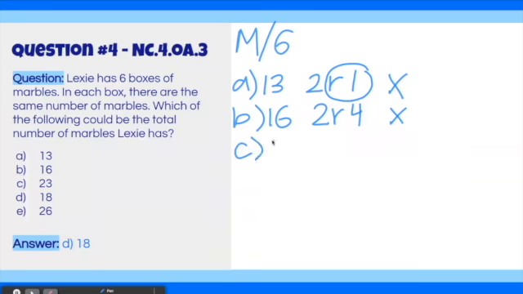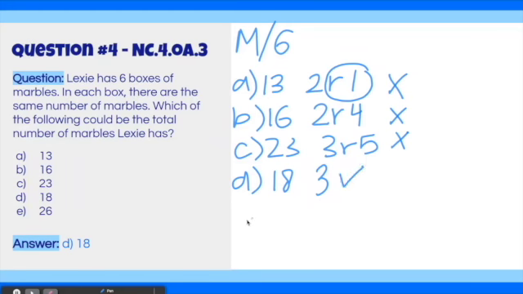For C, 23, you would get 3 with a remainder of 5. So that's also no. For D, 18, you would get 3 with no remainder because 18 is divisible by 6. So yes. And for E, 26, you would get 4 with a remainder of 2. Since there's a remainder, it would be no. Since D is the only one that is divisible by 6, the answer is D, 18.